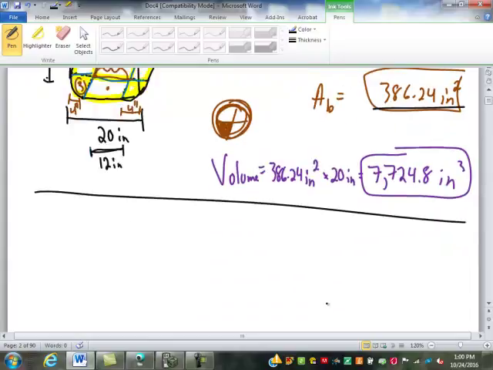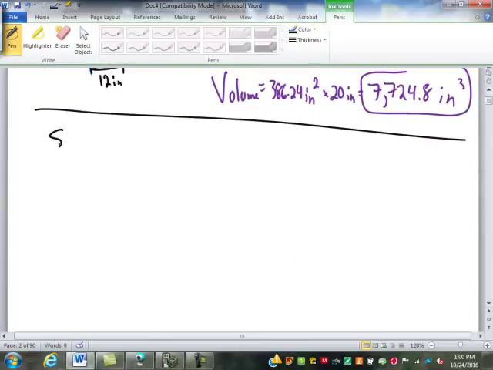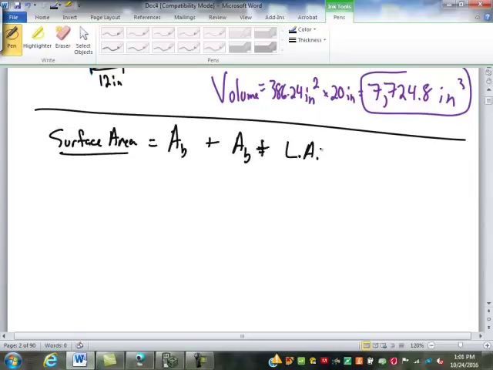Next step. Surface area. Does this have one base or 2? 2, so it'll be the area of the base plus the area of the base again, or times 2, whatever, plus the lateral area. So the area of our base was 386.24.